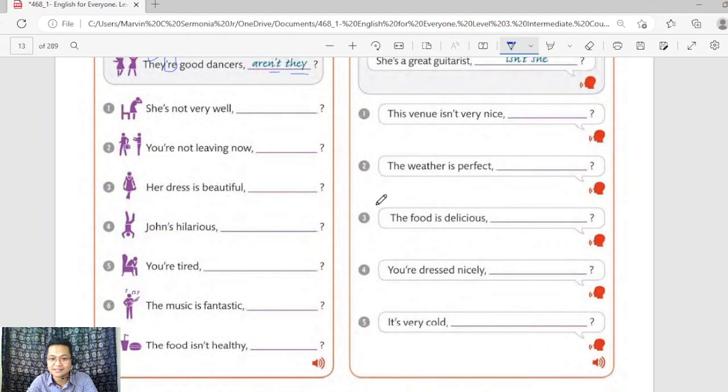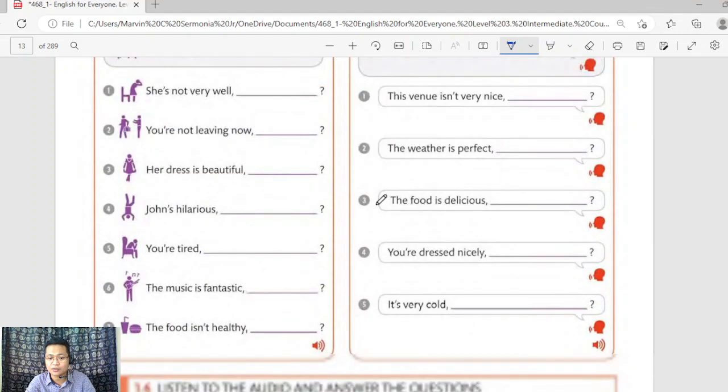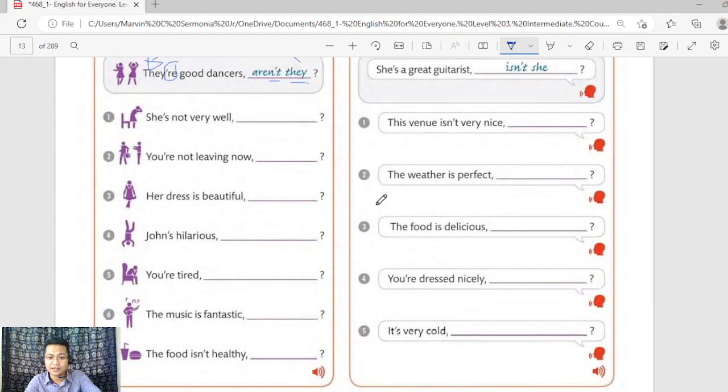Now, for you to have more practice for this, let's try 1.5. Say the sentences out loud, adding question tags. For example: she's a great guitarist, isn't she? We'll try to answer 1 to 5. Again, feel free to pause if you think that you need more time to answer the following.